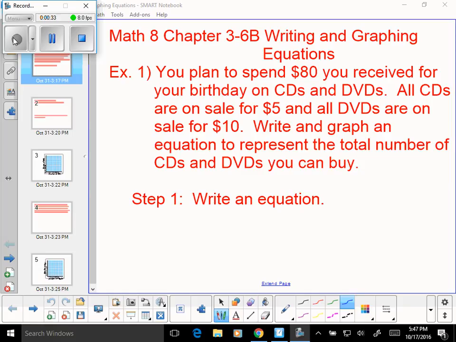You plan to spend $80 that you received for your birthday to buy CDs and DVDs. All of the CDs are on sale for $5 each, and all the DVDs are on sale for $10 each. We're going to write and graph an equation to represent the total number of CDs and DVDs you can buy.